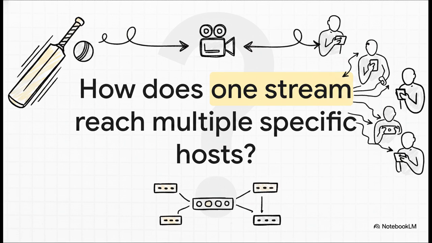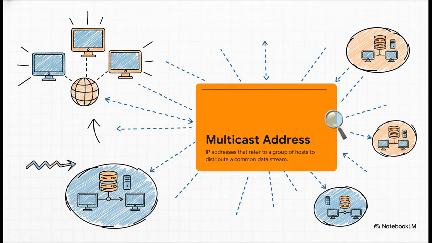How do they efficiently deliver just one single video stream to thousands of specific users at the exact same time without completely breaking down? Well, the secret lies in something called a multicast address. Instead of sending data individually to every single machine, which, like we said, is a guaranteed recipe for a network crash, a multicast address is brilliant. It lets you distribute one single common data stream directly to a specific multicast group. And the best part? It doesn't matter if those hosts are sitting right there on your local network or if they're scattered all the way across the globe.